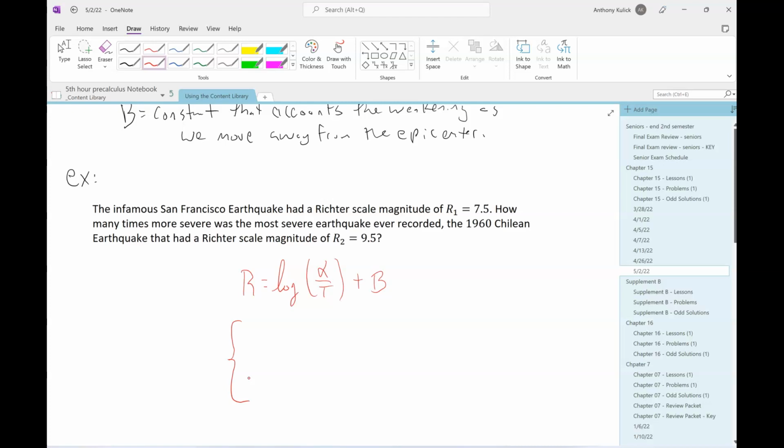And we're also going to assume that the periods are negligibly different. So they're basically the same value as well. Again, that's for the earthquakes.